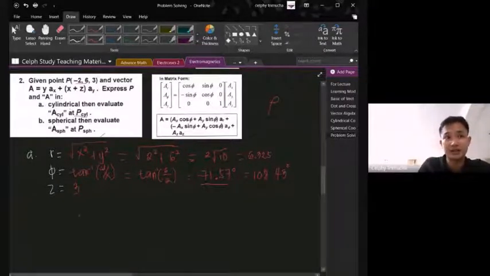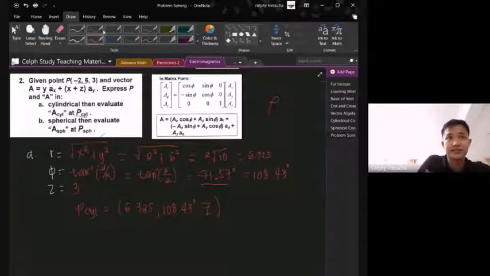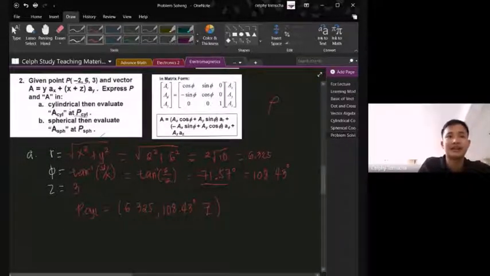So, P in cylindrical is equal to, sa butang ta lang siya sa coordinate system: r, which is 6.325, then ang aton nga angle, which is 108.43 degrees, then z naton nga 3. So, amo na yun ang aton answer para sa P cylindrical.